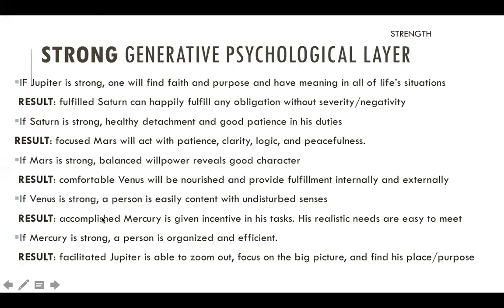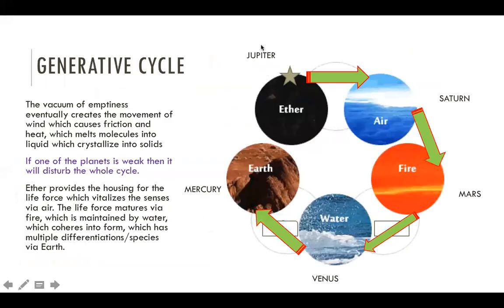Well, an undisturbed Venus creates an accomplished Mercury who gives an incentive in his tasks. He's realistic in his needs, and his needs are easily met, right? If you can't please somebody no matter what you do, nothing in life is ever going to work, and you'll just be wandering the earth. You'll be cursed to wander. There's lots of stories about that, right? If Mercury is strong, a person is organized and efficient, right? I'm organized in what I want and what I don't want. I'm moving in an efficient way. Then the facilitated Jupiter is able to zoom out and focus on the big picture and find his place or purpose. And we go all the way back to the beginning. So Jupiter helps Saturn, which helps Mars, which helps Venus, which helps Mercury, which helps Jupiter.